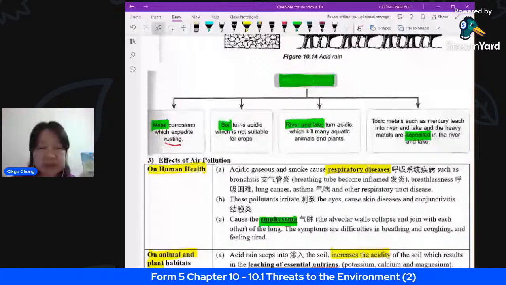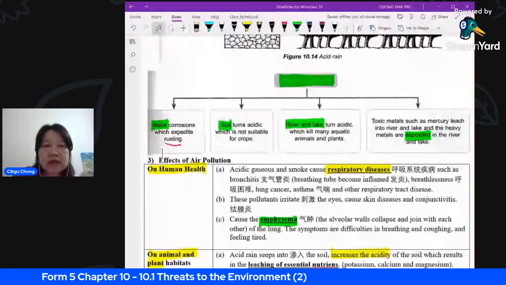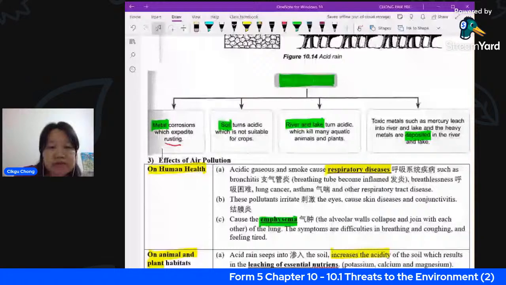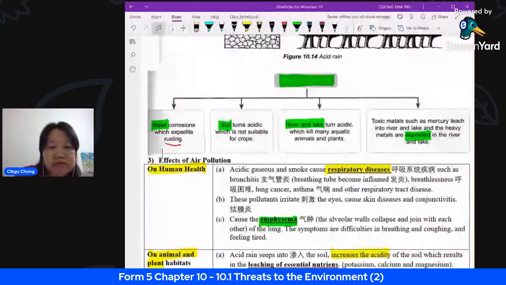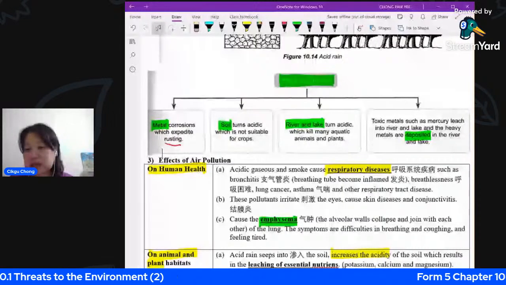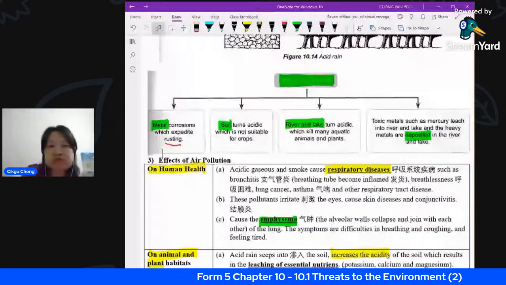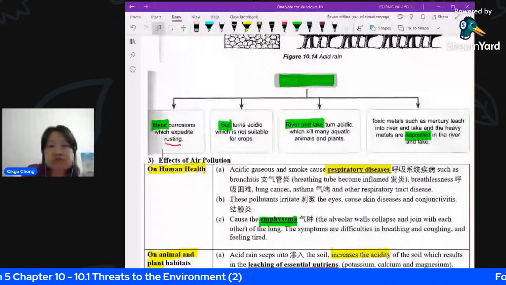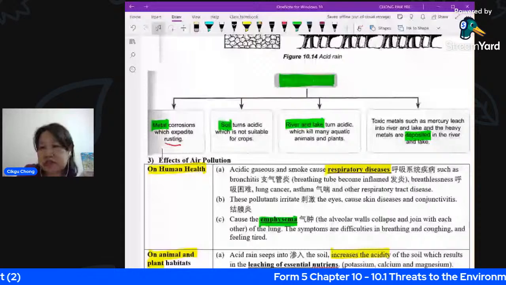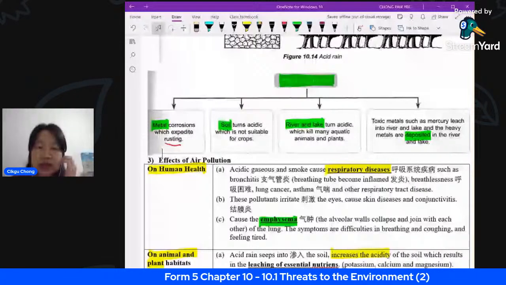What about air pollution? What we covered just now was the effect of acid rain. Now let's look at the effect of air pollution on human health. There are many aspects. As you learned earlier in Form 3, when you breathe in all these gases, they irritate your eyes, they cause skin diseases, they also cause conjunctivitis. Conjunctivitis is the inflammation of the layer called conjunctiva, the outermost layer of your eye. It protects your cornea actually.